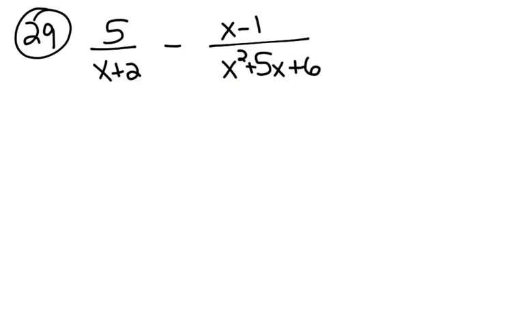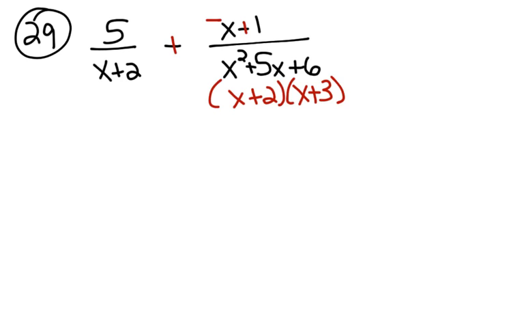In number 29, I'm going to simplify 5 over x plus 2 minus x minus 1 over x squared plus 5x plus 6. In order to add or subtract a rational expression, you must have common denominators. Now, there are a couple things I'm going to do. Number one is I'm going to change this numerator and make this an addition problem instead of subtraction. The second thing I'm going to do is factor the denominator here.